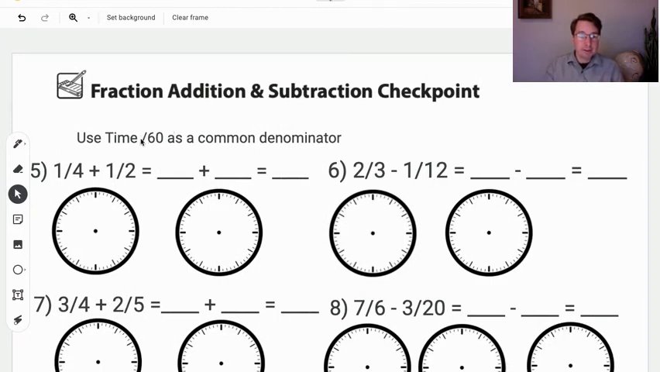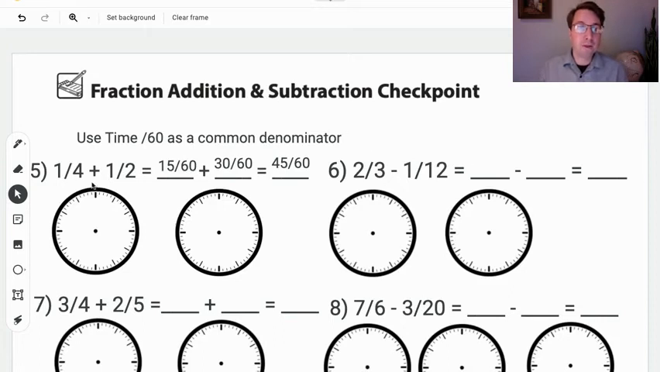Time. Use 60ths as a common denominator. So 1/4 of an hour, that's 15 minutes. So it's 15 60ths. A half an hour is 30 minutes, 30 60ths. 15 plus 30, that's 45 minutes, 45 60ths. 2/3 plus 1, minus 1/12.